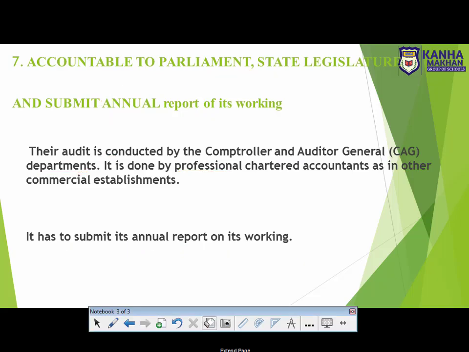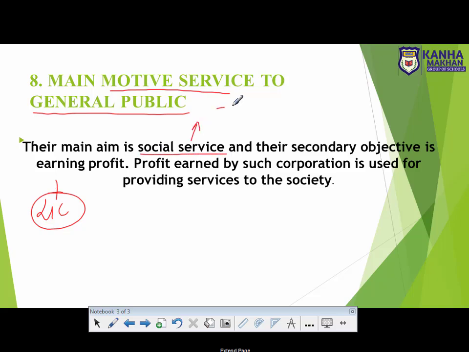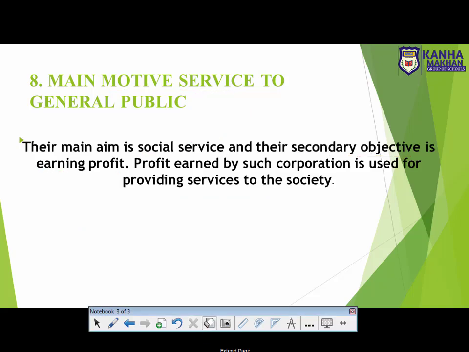Okay, moving further, the next feature is that the main motive is service to the general public. Think about the example of LIC. In LIC, the main objective or motive is social service. How are they providing social service? By providing insurance service. The main objective is social service, and after that they focus on earning profit. Basically, the profit earned by such a corporation is used for providing services to society again. So this was the eighth feature, the main motive of service to the general public.